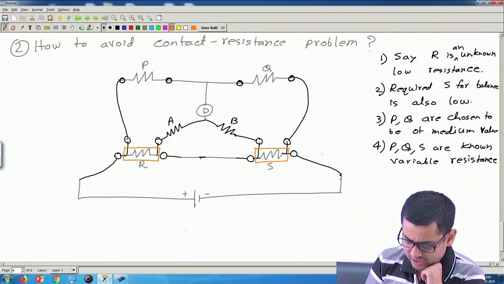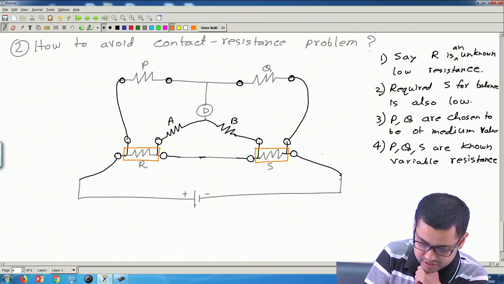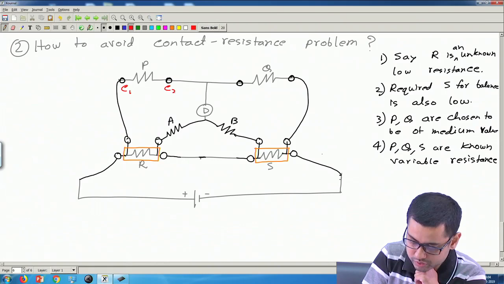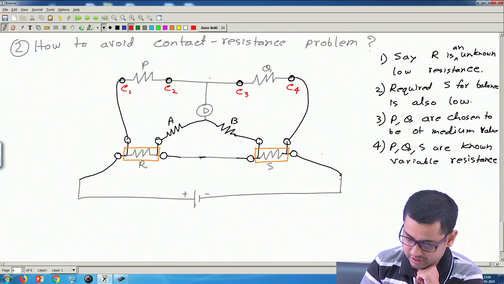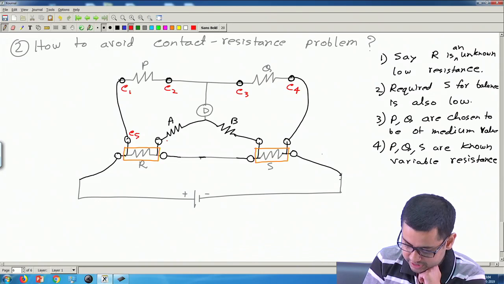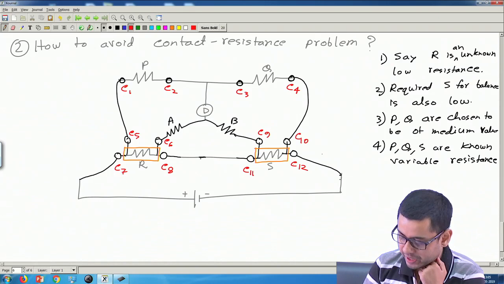Now let's name these contacts. Call this C1, C2, C3, C4, okay. So this terminal can be connected maybe here or here or maybe like this. Then C1, C2, C3, C4, what else? C5, C6, C7, C8, C9, C10, C11, C12. Now these are the problematic contact resistances. This can create some problem, okay. So now let us analyze what kind of problem these contact resistances can create.